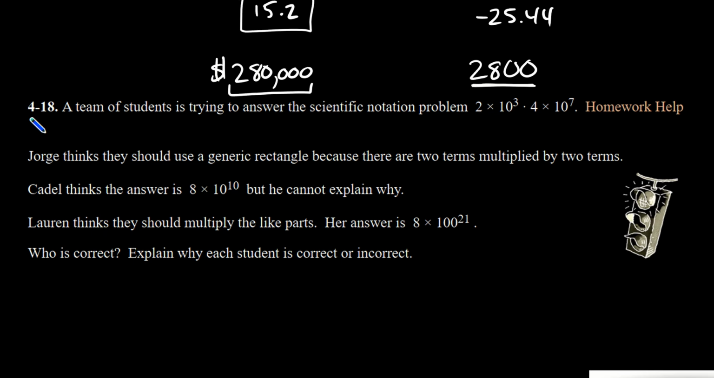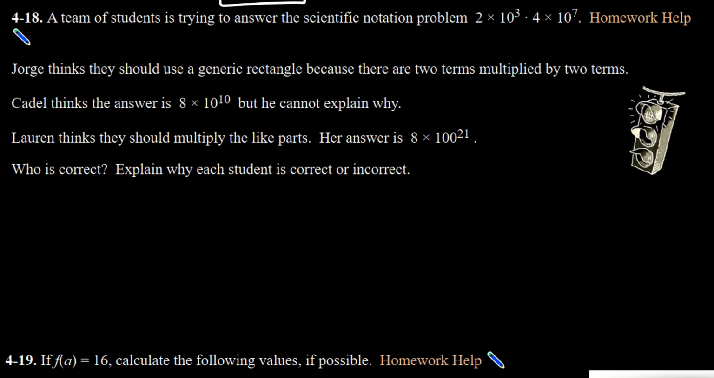Calculator away. Come on up here. All right. A team of students is trying to answer the scientific notation problem. Okay. I see that. George thinks they should use a generic rectangle because there are two terms multiplied by two terms. Cadell thinks the answer is this, but she can't explain why. Lauren thinks they should multiply the like parts, so multiplying the 2 times 4 and the 10 times 10. Who is correct and explain?